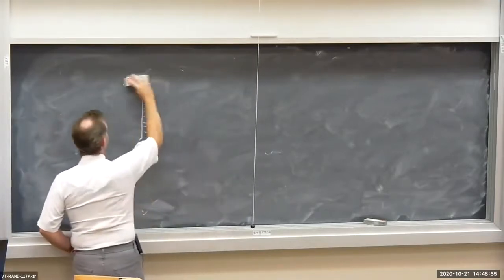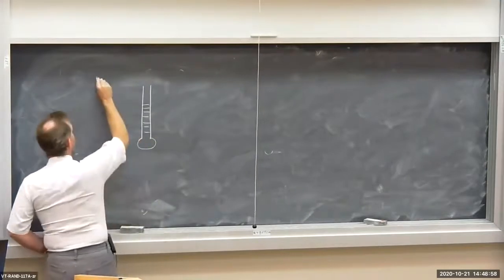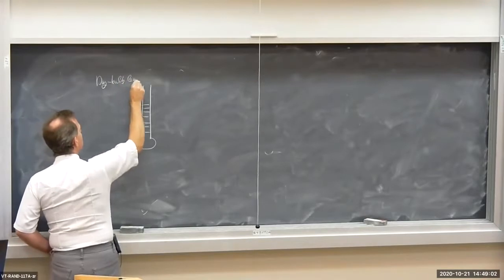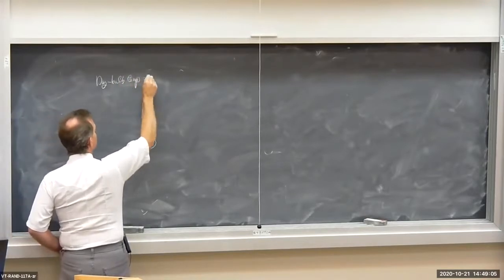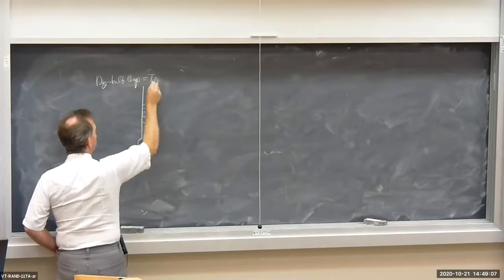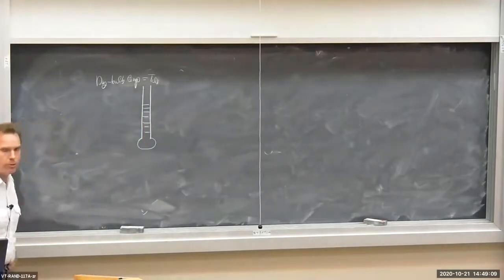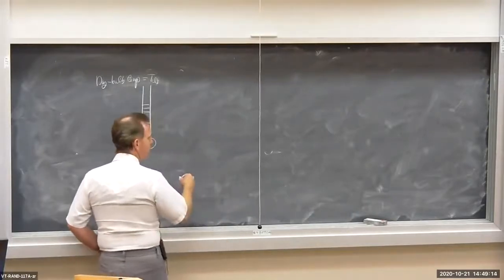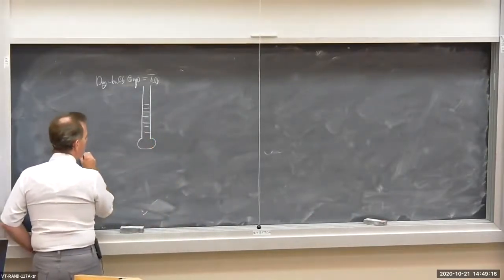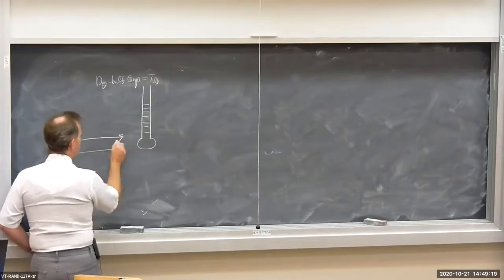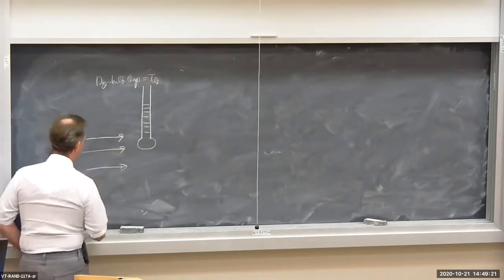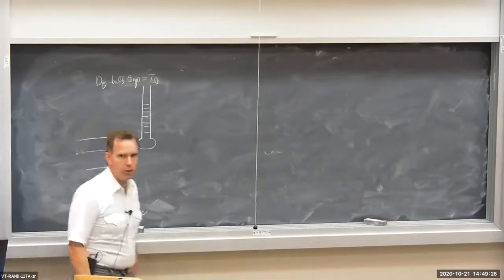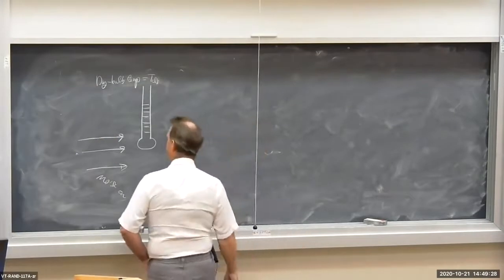Dry bulb temperature. So it's measuring the temperature T, or T dry bulb, just the plain old temperature. And right next to it, this dry bulb is sitting in moist air. It's just sitting in moist air, okay?